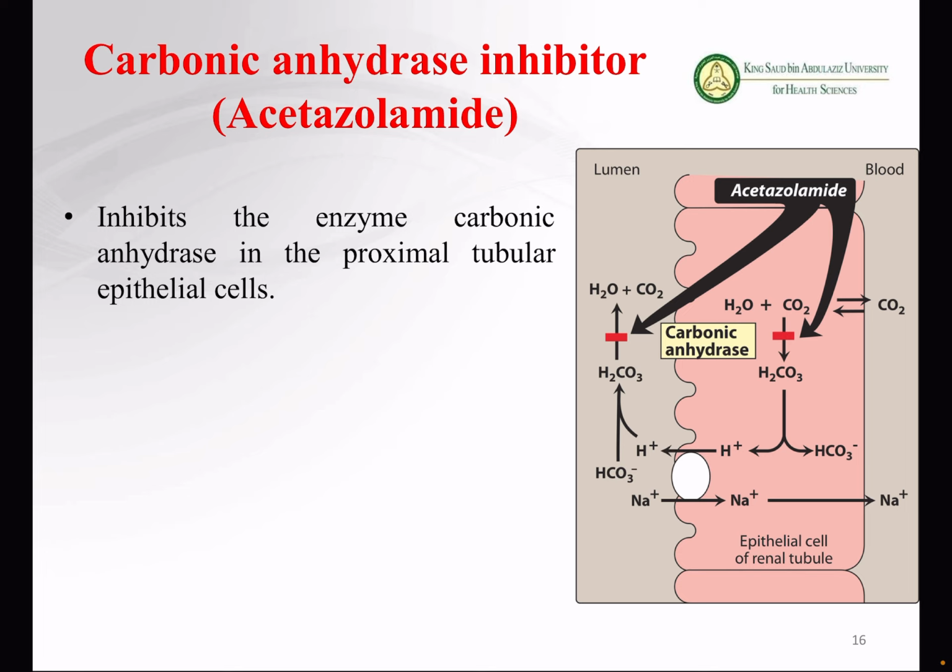So the main mechanism of these drugs is that they inhibit the enzyme carbonic anhydrase, which is responsible for the breakdown of H2CO3, carbonic acid, into bicarb and hydrogen. You got the point? It will stop the breakdown, because carbonic anhydrase acts over here. This carbonic anhydrase is responsible for the breakdown of carbonic acid to bicarb and hydrogen. You got the point?